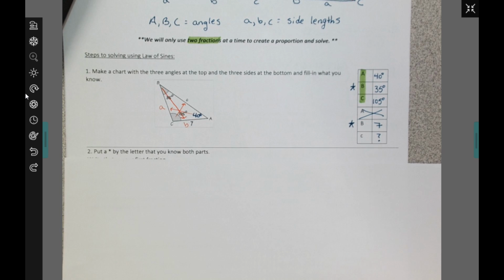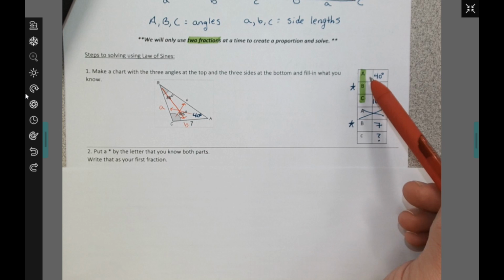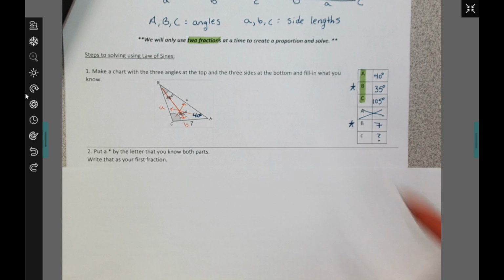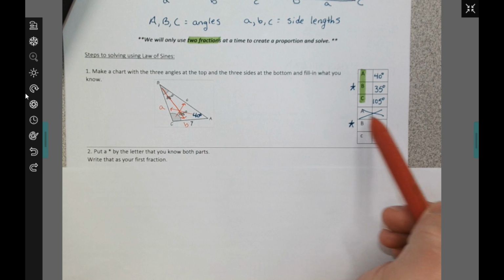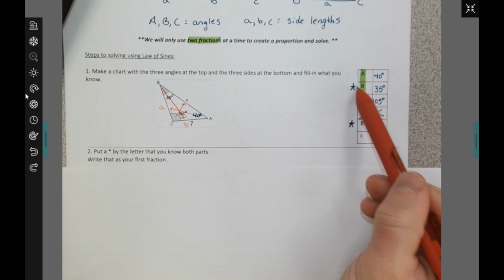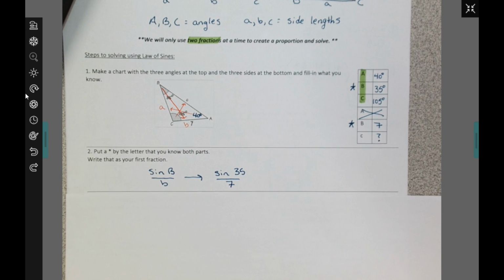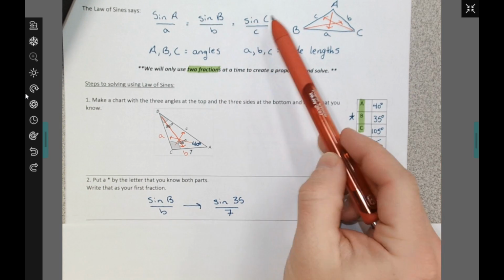Next, we're going to put a star by the two things that we have. You're either going to have both of the A's, both of the B's, or both of the C's given to you. For this problem, I know the measure of angle B, and I also know the side length for B. So I put stars next to each of them to let me know that's what I'm going to work with. Now we start plugging into our formula. Up top, we had sine A over A, sine B over B, sine C over C.